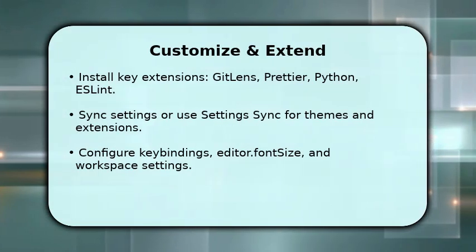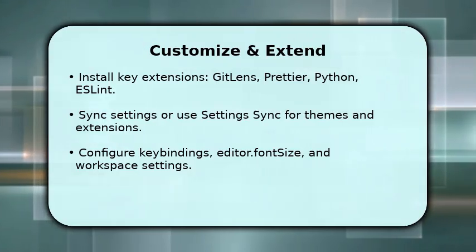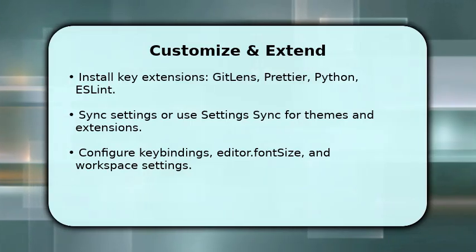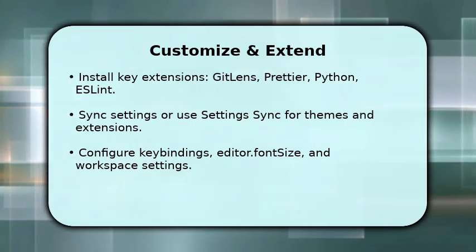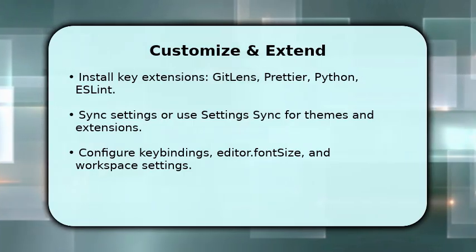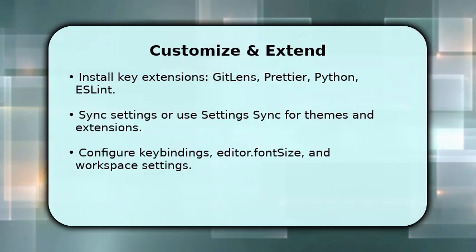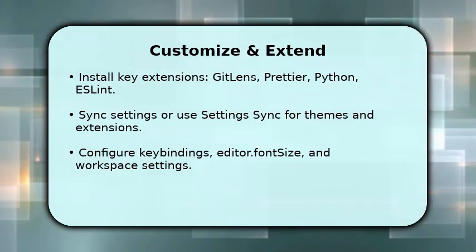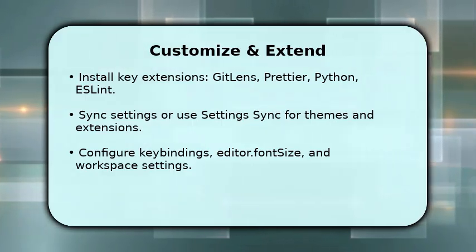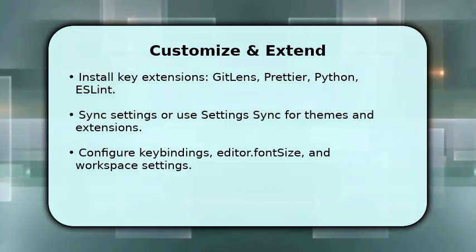Next, customize VS Code to suit your projects. Install extensions like GitLens, Prettier, and language support for the languages you use. Once installed, enable settings sync so your themes, keybindings, and extension list follow you across machines. Then, open Preferences and tweak Editor: font size, tab size, and format on save. These small settings reduce friction. Also map a few keybindings you use often. By doing this, you make the editor both faster to use and consistent across projects.